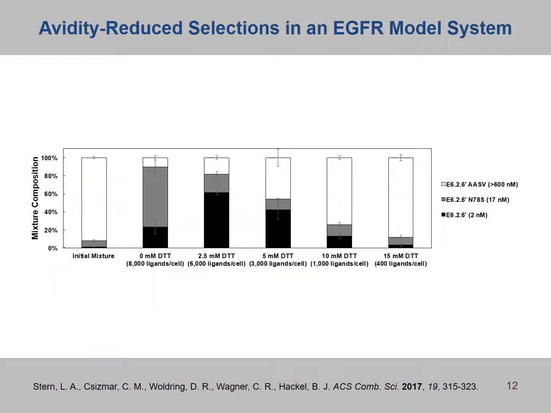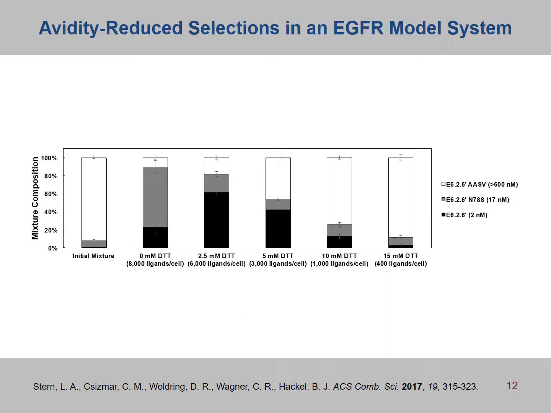Using a model system of previously reported EGFR binding domains, they were able to show that by reducing the valency of the yeast-displayed ligands, they could selectively enrich a high-affinity binder from a population of medium and low-affinity clones. For instance, the 2 nanomolar clone, shown in black, starts at about 1% of the initial mixture. When sorted without DTT, we see some enrichment of this clone, but the effect is much more pronounced when the yeast valency is reduced to between 6,000 and 3,000 ligands per cell.